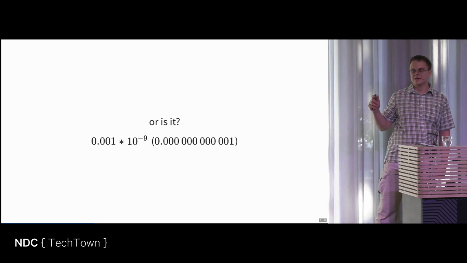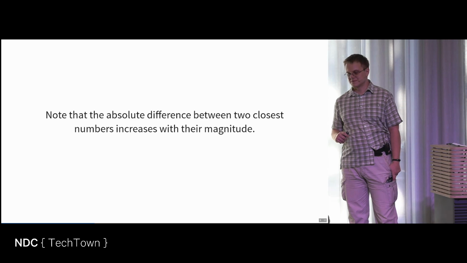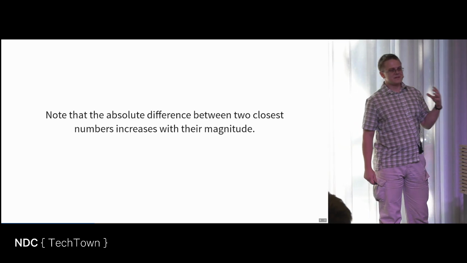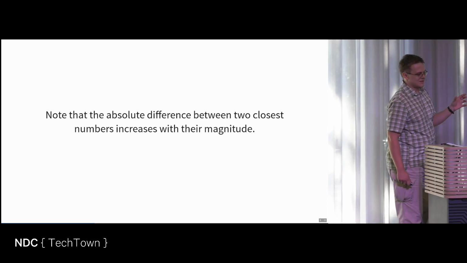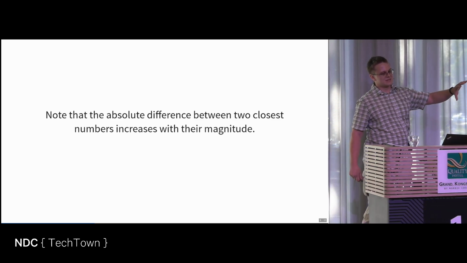Now, another interesting thing about floats that we can easily see in this format is that the absolute difference between two numbers that are closest to each other increases when the magnitude increases.